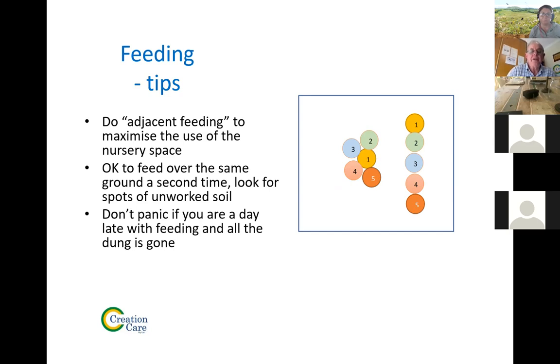It's okay to feed over the same ground a second time. So you might find, I've done this adjacent feeding and there's no space left. I'll ring up Greg, what shall I do? Greg will say, if the beetles are still working, go over it again. You won't get over it twice completely in the season, I don't believe.